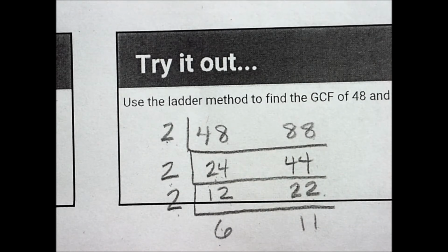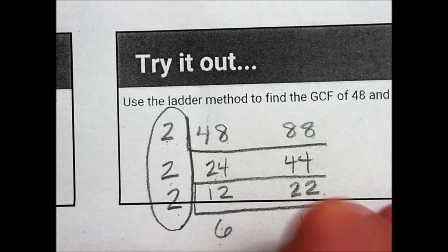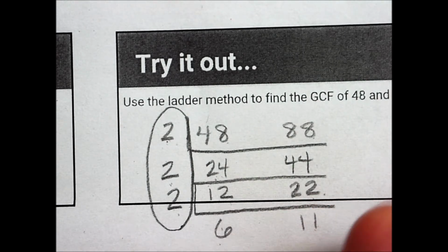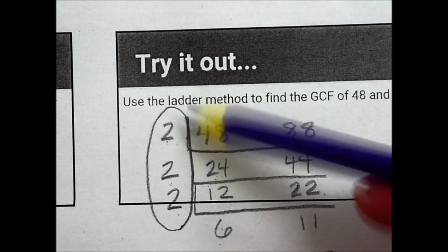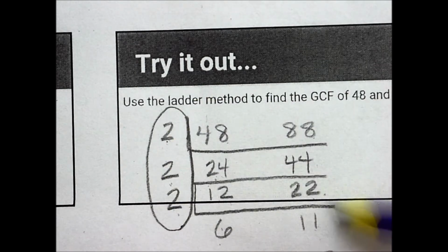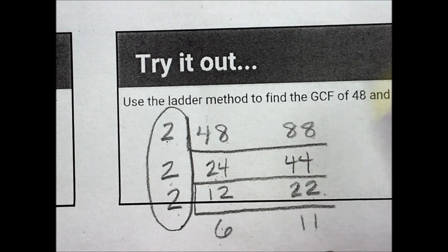And I want the GCF today. So I'm only going to use these numbers here on the side. 2 times 2 times 2 will give me 8. So 8 is the GCF of 48 and 88. If I wanted the LCM, I could have made an L circle and multiplied everything together to get the LCM. But today I just wanted the GCF.